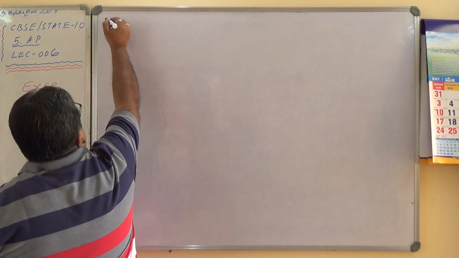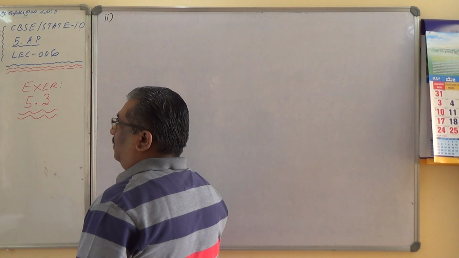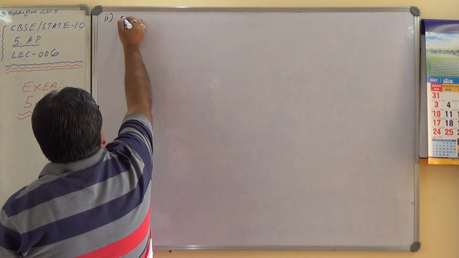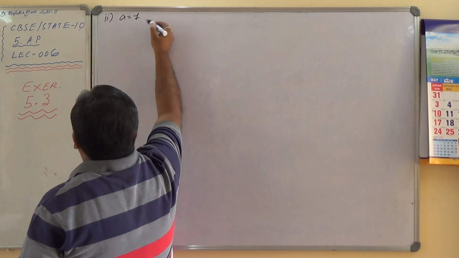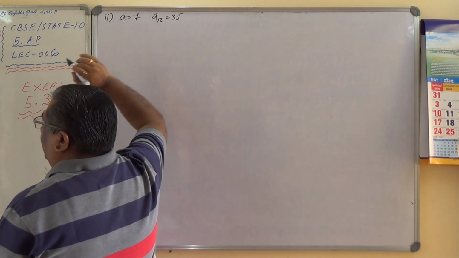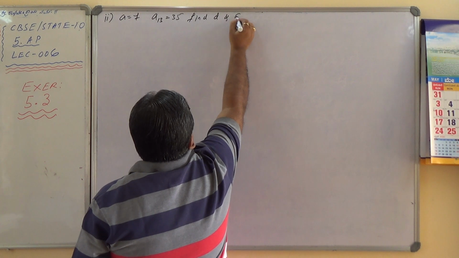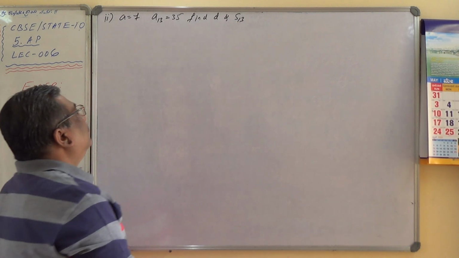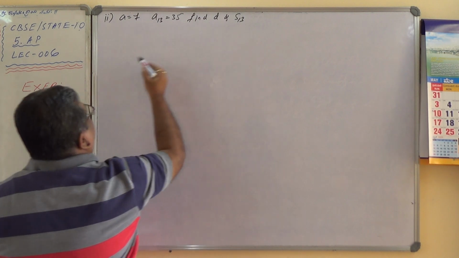Second I will take 5.3, third main, second, A equals 7, given. A13 equals 35. Find D and S13. Find D and S13. A13 is given to you, A is given to you. You can find D here.